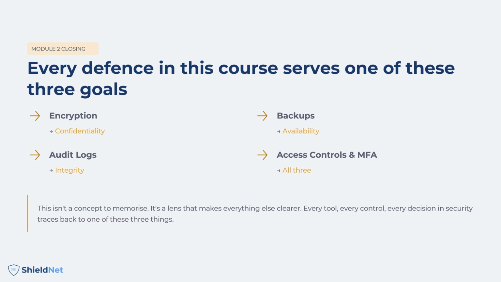One final thought before we move on. When something goes wrong, when you read about a breach in the news, or when something happens at your organization, the CIA triad gives you a structured way to think about it. What was accessed that should not have been? What might have been changed? What became unavailable? 3 questions, often more useful than 100 technical details.